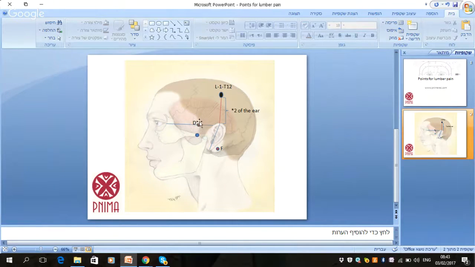Now, this point is located like this: I take the root of the ear and draw an imaginary line to the outer canthus of the eye. Where this line crosses the front hairline, as you can see here, is where the point is located. Or you can take about a centimeter just above the zygomatic bone, up here. This is where that point is located. You're going to look for sensitivity in this area.